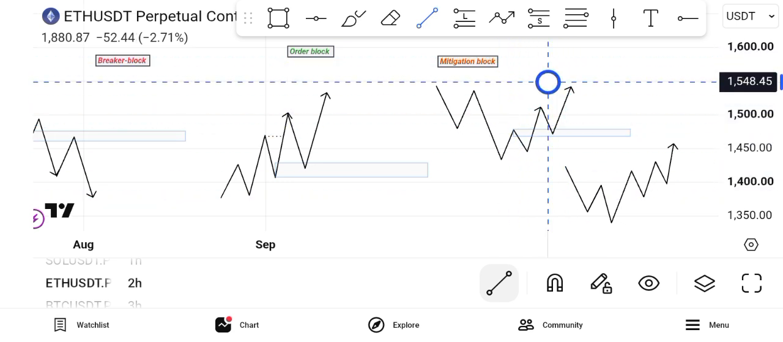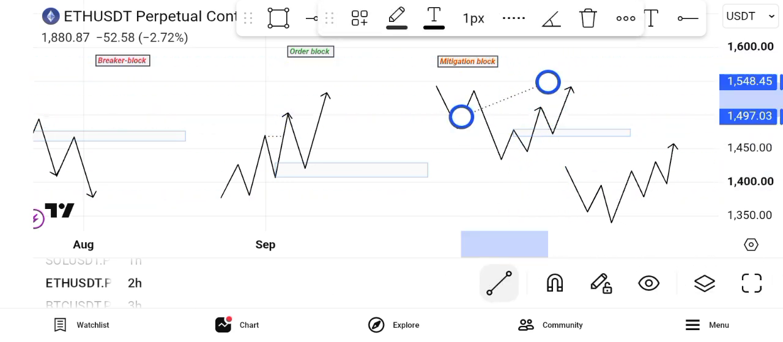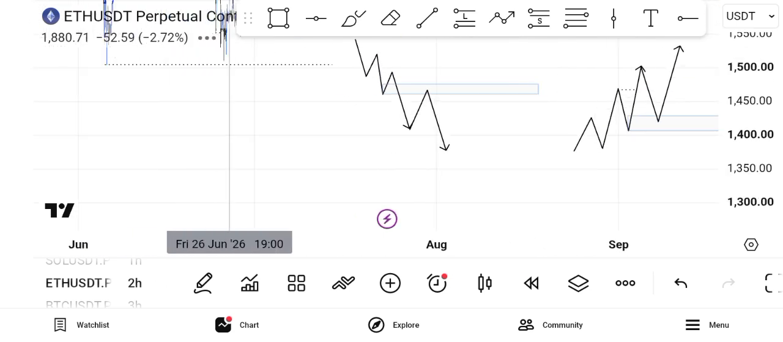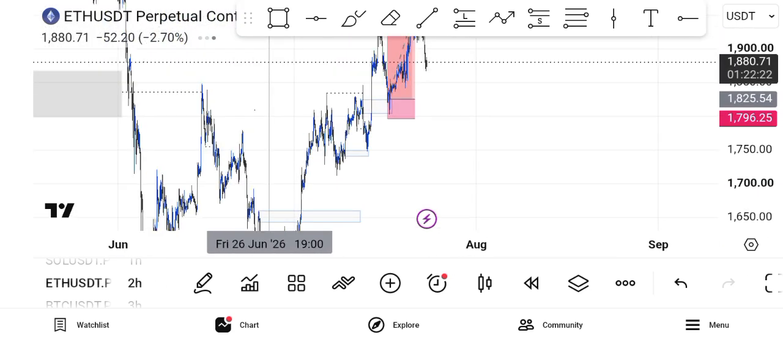So let's go to the chart and see how we can identify these blocks. Let me start with Ethereum.